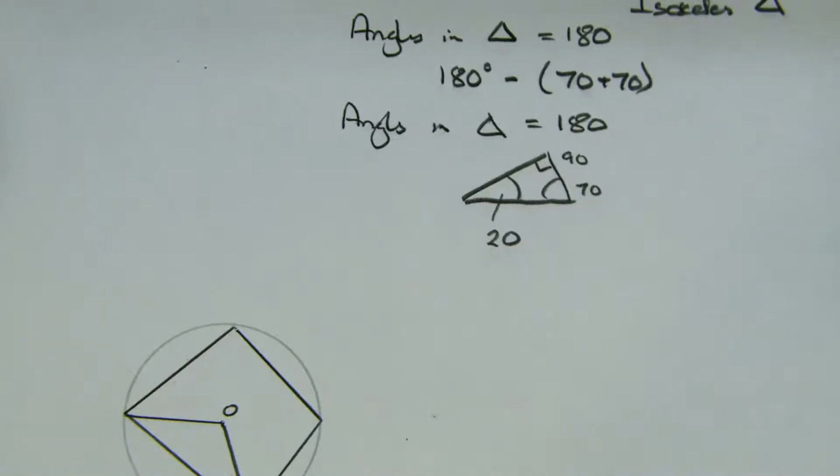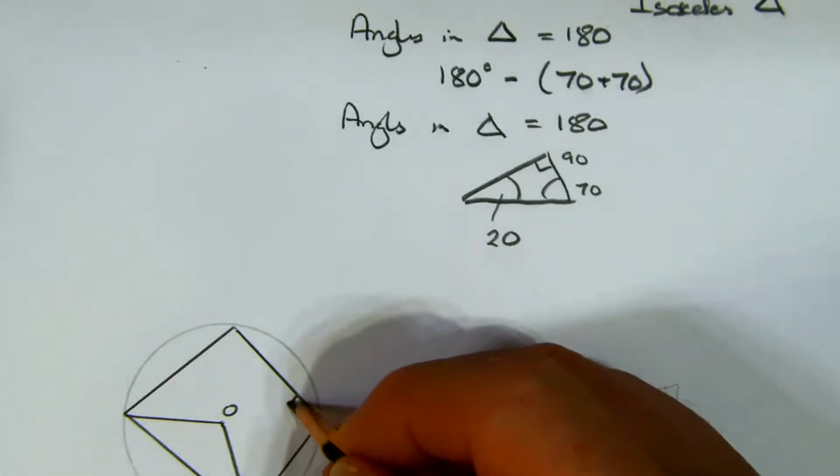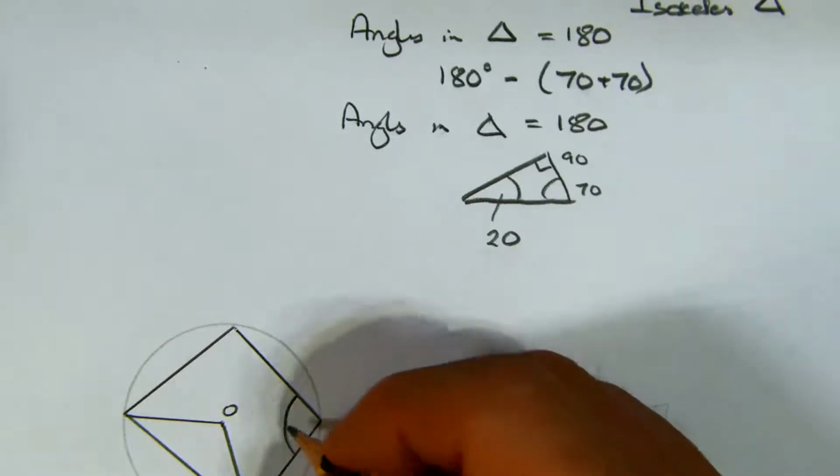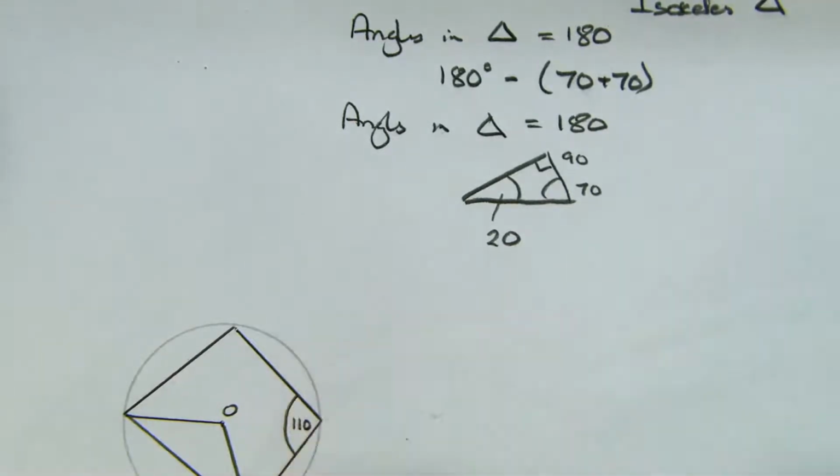And now we want to have a look at these angles. And we're going to be given one of the angles. So let's suppose this angle I'll label as, I know what we have, 110 there. Have I drawn it wrong? I have.